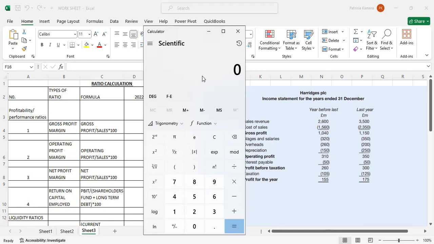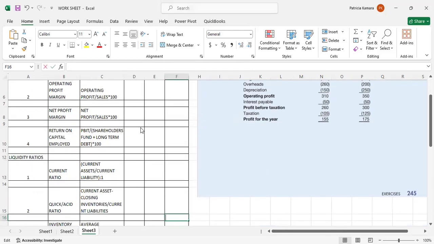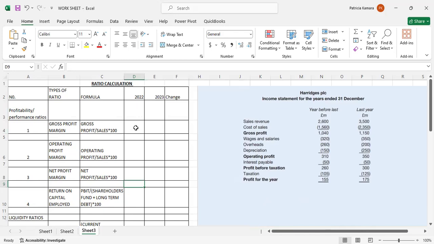So we've been given two periods, year before last and last year. So we are considering year before last to be 2022 and then last year to be 2023. Okay. So now our gross profit is giving us 1,040 divided by 2,600 times 100. So this will give us 40%.